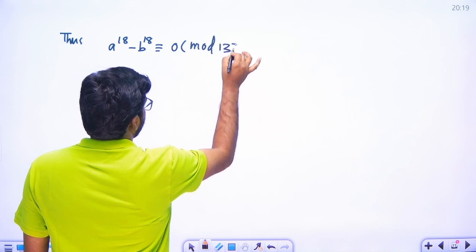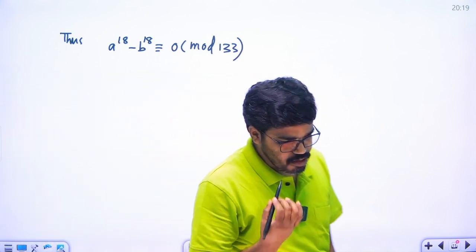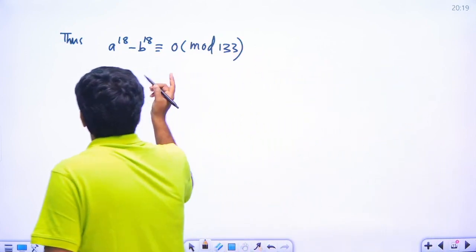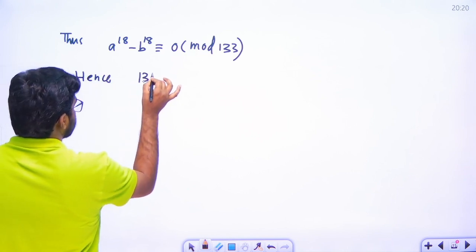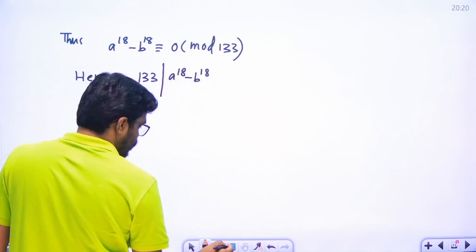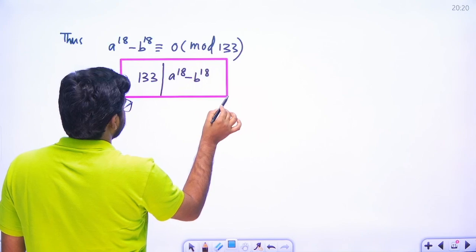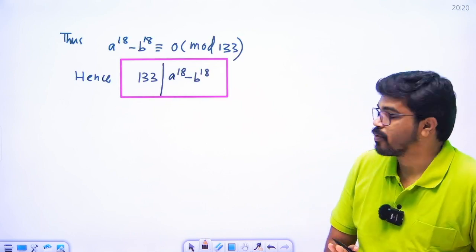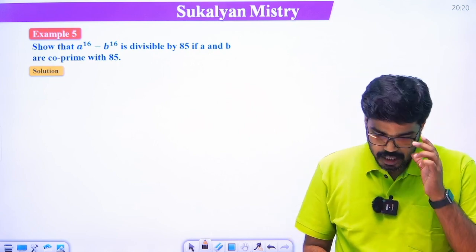modulo 133. That means a to the power 18 minus b to the power 18 is divisible by 133. So hence 133 divides a to the power 18 minus b to the power 18. Okay? Similar problem, this is your assignment, same problem.